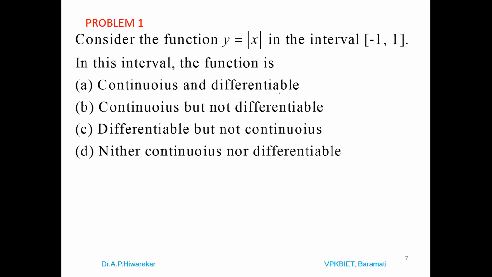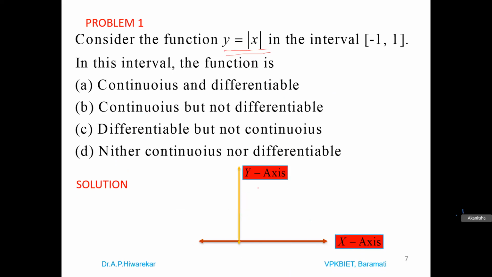This is a standard example that we know, y equal to mod x. How is the graph of the function? Whenever we draw the graph, we have the x-axis, the y-axis, and this is the origin. Then this line is y equal to x, and this line is y equal to minus x. And this entire graph, this and this, is y equal to mod x.